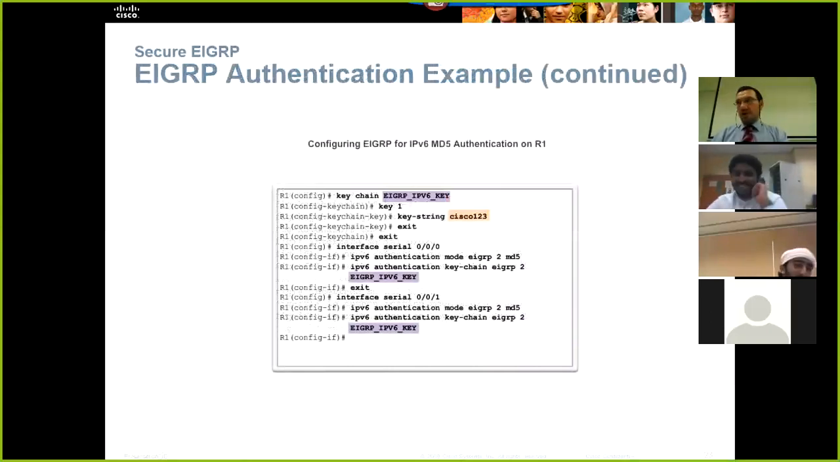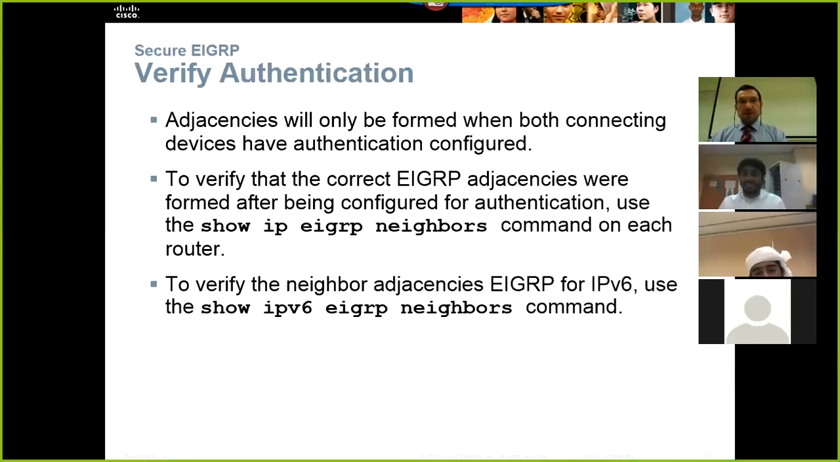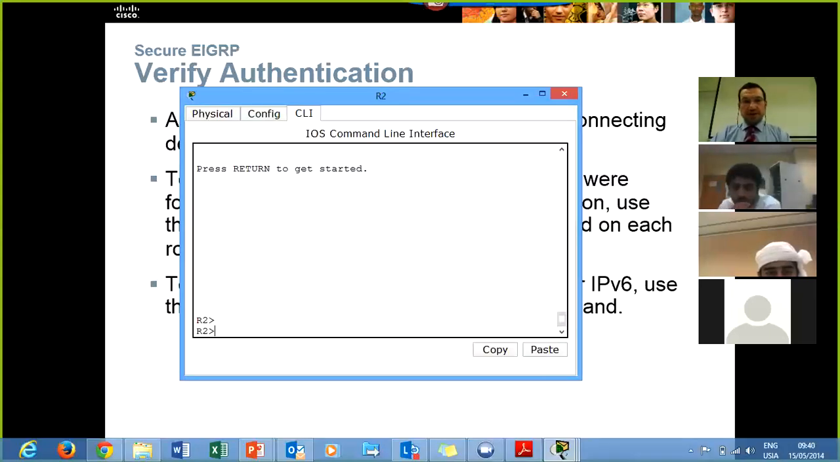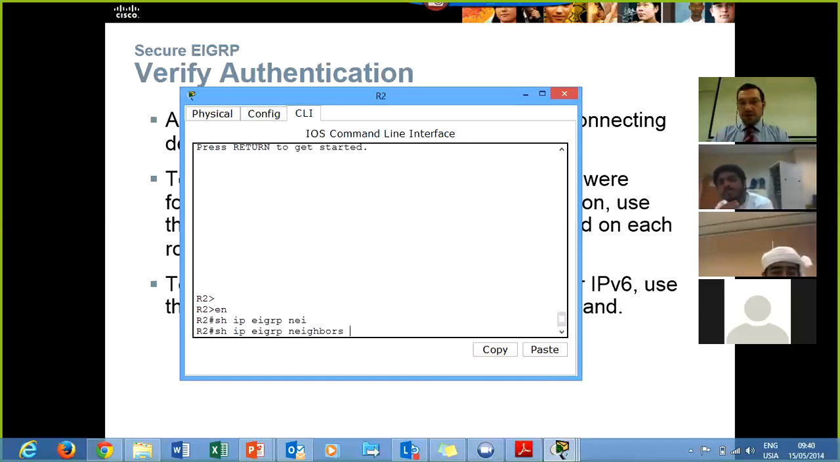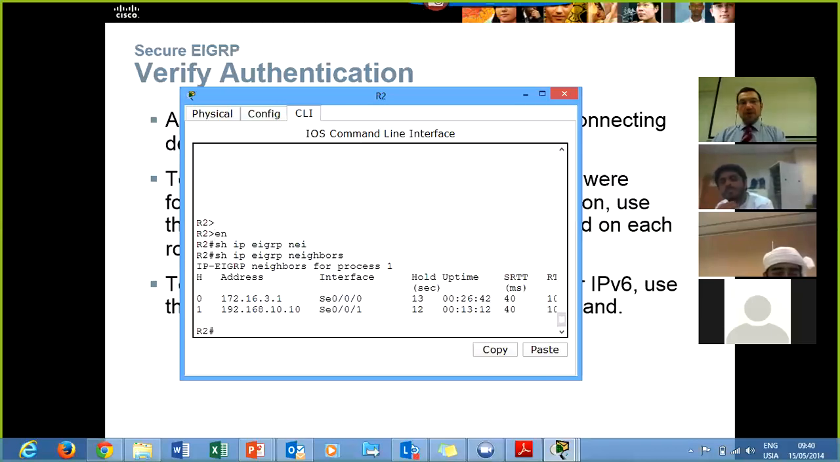Okay, we're gonna do it in the lab. Do it on the real equipment. Verification of authentication: show IP EIGRP neighbors to show that you still have your neighbors. By the way, this is a very important command. We didn't actually use it very much so far. So show IP EIGRP neighbors. This is a very important troubleshooting command when you're doing labs and exams. Notice R2 says I have two neighbors, 172.31 and 192.168.10.10.